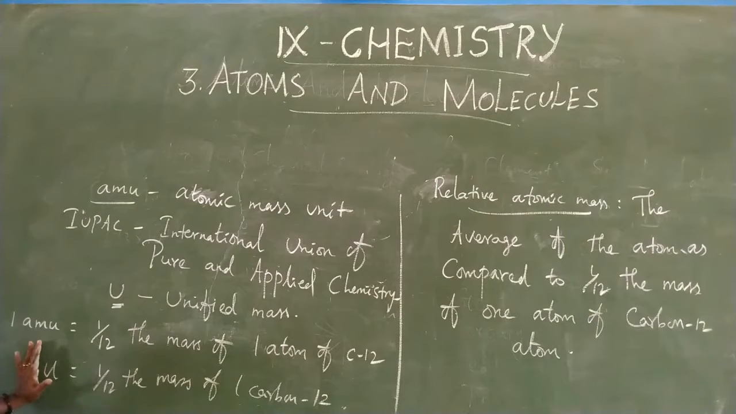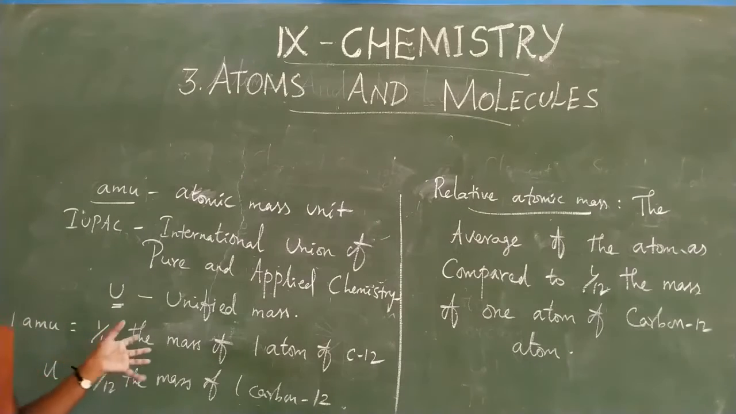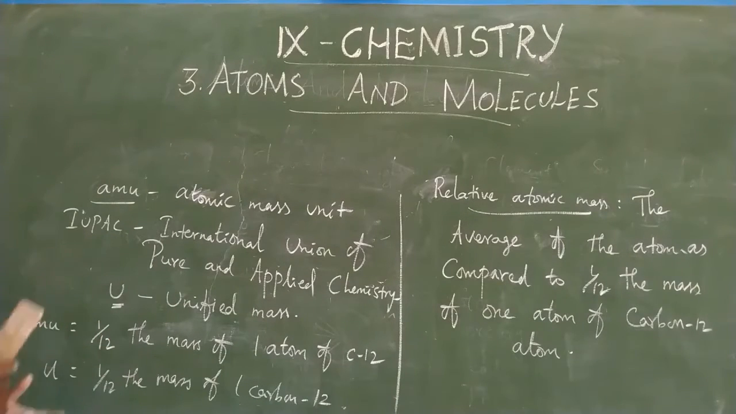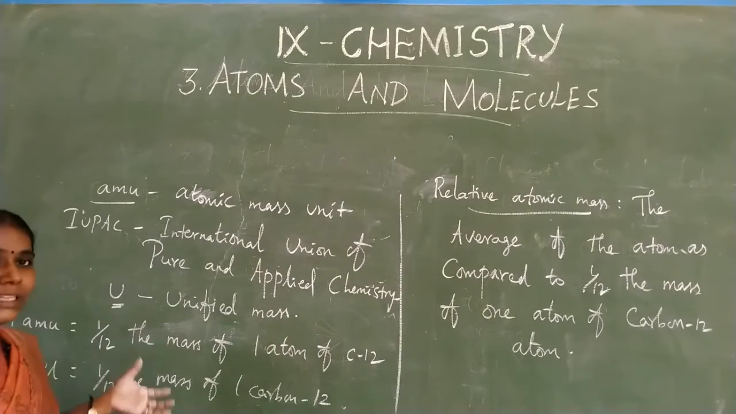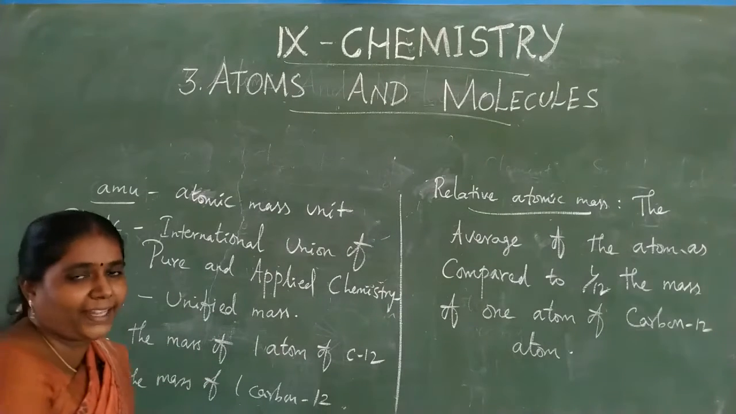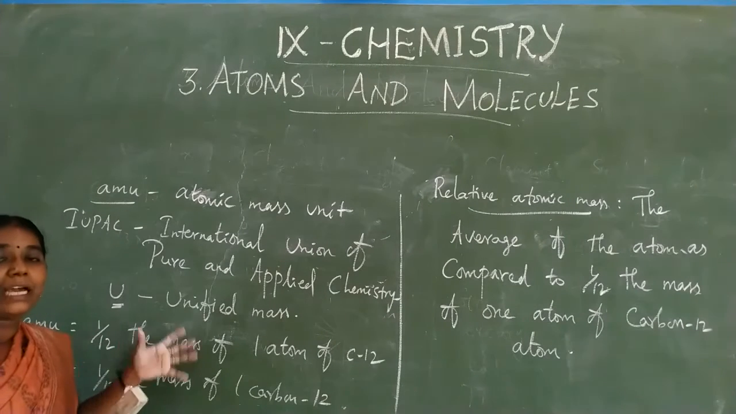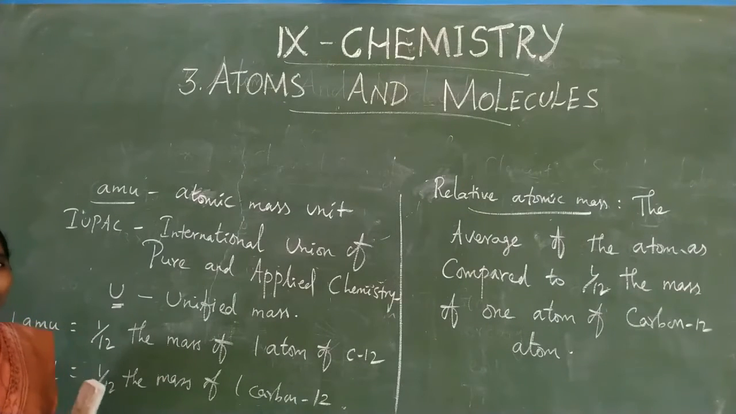So with the help of this we can calculate the atomic mass, with carbon-12 used as a standard. From 1961 onwards it is universally accepted that carbon-12 atomic mass is used as the standard mass, and with the help of that we can calculate the mass of other elements. This is called the atomic mass of an element.